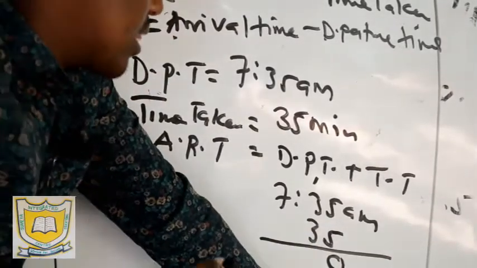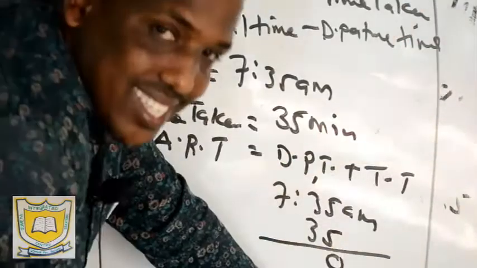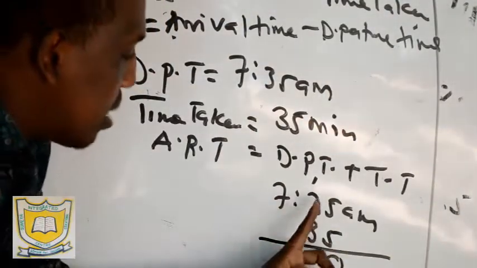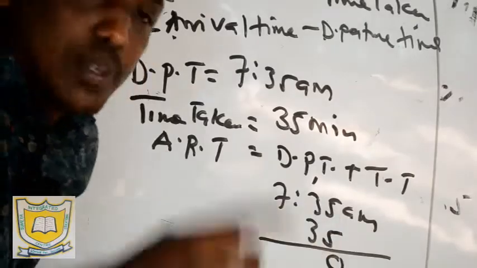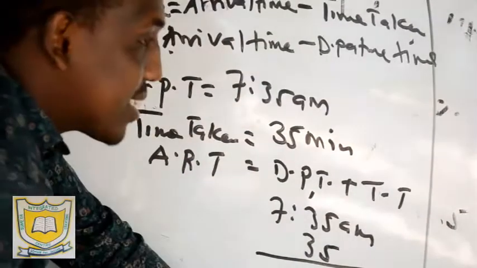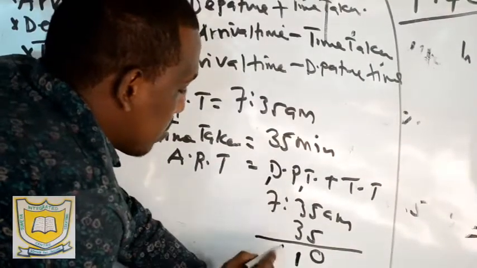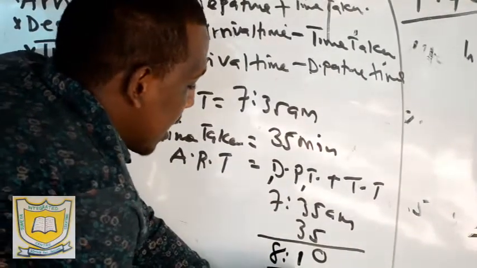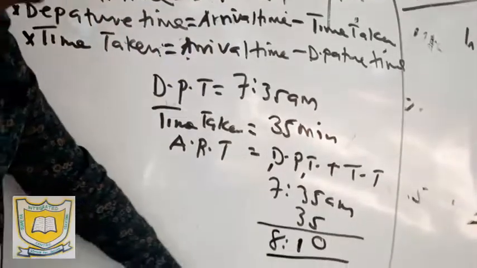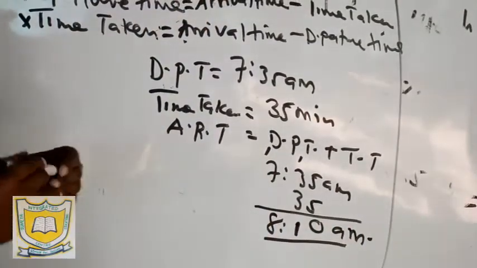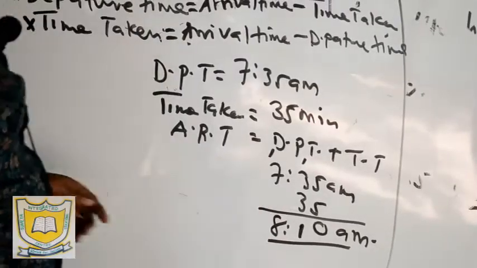So anything that is now 6 or more, you subtract 6. Once it reaches 6, you say minus 6, then carry 1. So 3 plus 3, 6 plus 1, 7. 7 minus 6 is 1. Carry 1, you add 1. 1 plus 7, that is 8. So it is 8:10 a.m. That is how we answer question A.